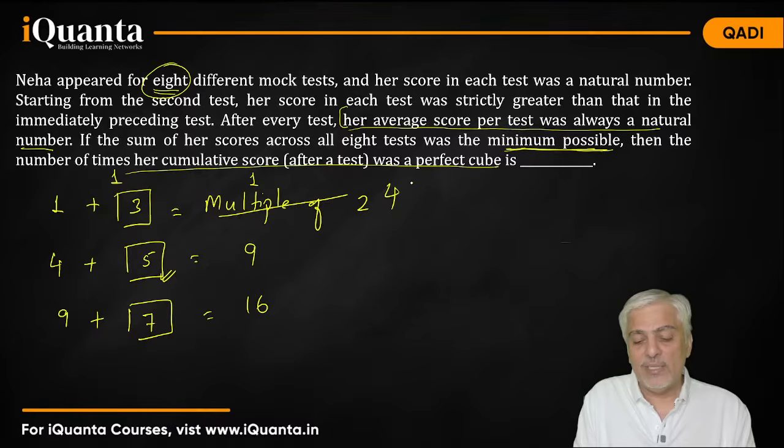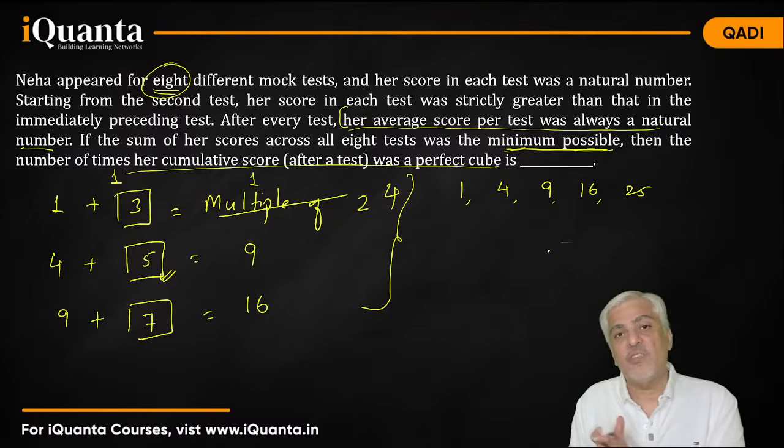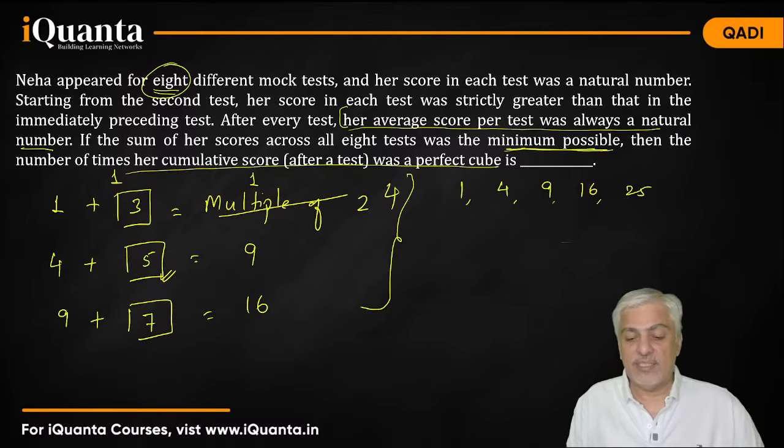Now, at this moment, you should stop solving and realize that these answers are all going to be squares. So, 1, 4, 9, 16, 25 and so on. This is the cumulative score after each test. How many tests were there? Totally 8. So since I've already reached 5 tests, 5 square, 6 tests, 36, then 49 and 64.